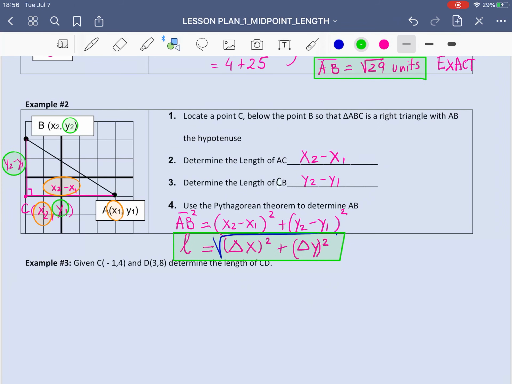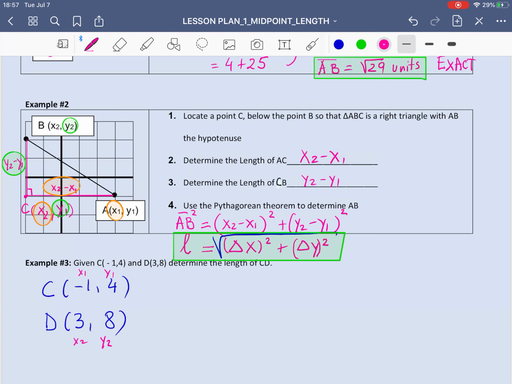So we are given 2 points, C and D, and we need to find the length of it. So this is how I like to do this. I list the points first. And I write C is -1, 4. And D is 3, 8. And then I call them x1, y1, x2, y2. It doesn't matter which one you call what. It's important that when they belong to the same point, they're subscripted by the same number.